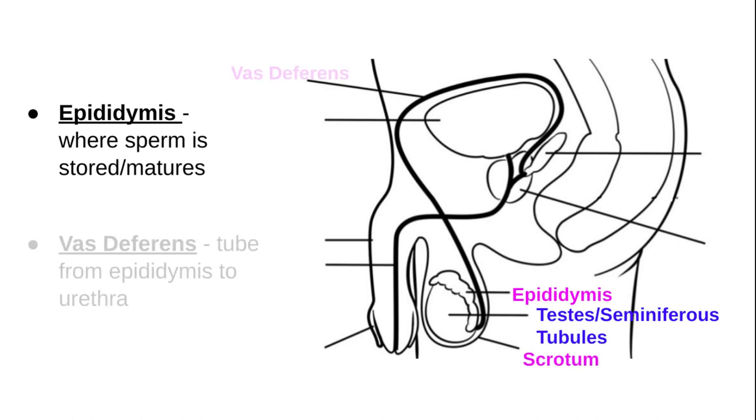And then I'll do a couple more here. We've got the scrotum. This is the pouch that's holding the testes. It doesn't necessarily have a function except for holding the testes and the epididymis. So you can see how it's outside of the body.